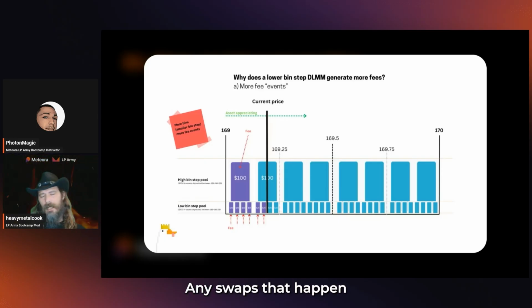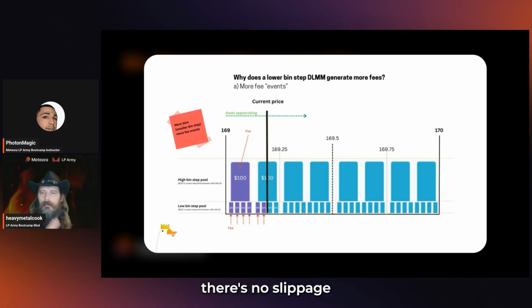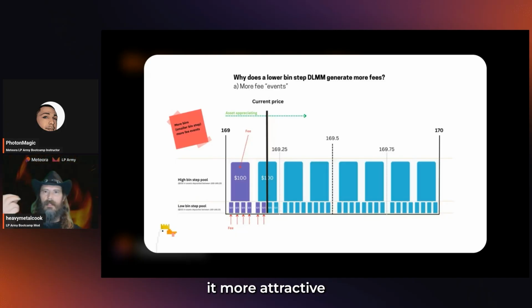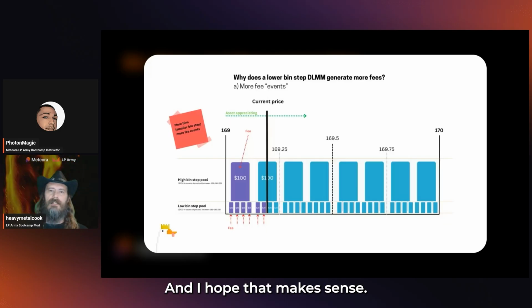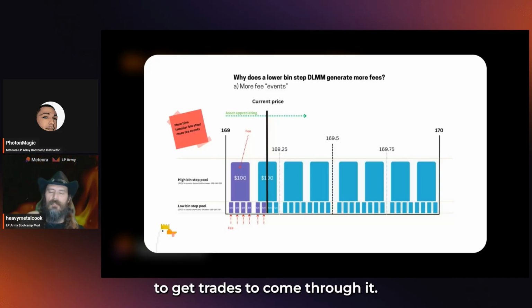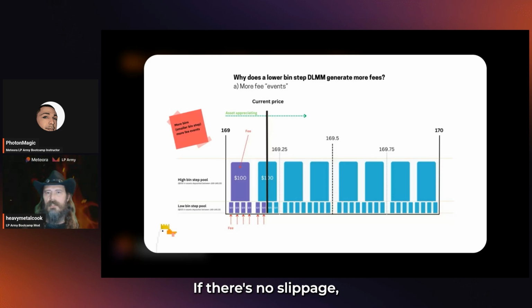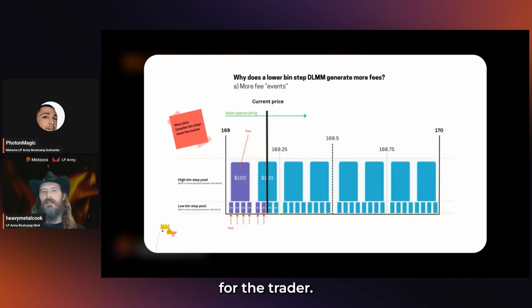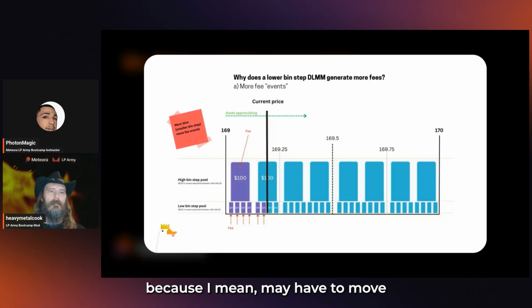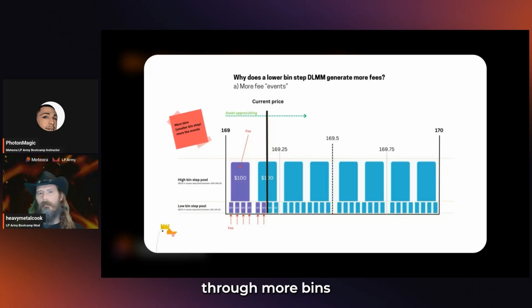Any swaps that happen within a single bin, there's no slippage for the trader, okay? And that makes it more attractive for, say, Jupiter to route that trade through your pool. I hope that makes sense. You want your pool to be attractive in order to get trades to come through it. If there's no slippage, that's a good thing for the trader, and in turn, it's a good thing for you. With smaller bin steps, there can be more slippage because it may have to move through more bins for that to happen.